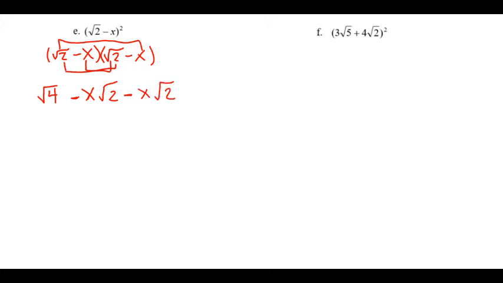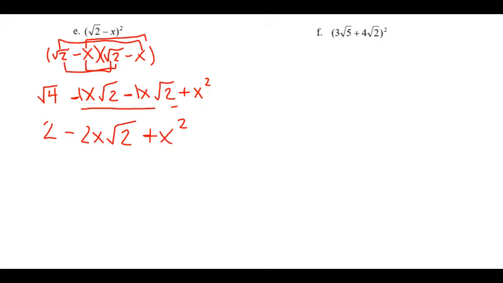And our last terms, negative x times negative x will give me positive x squared. So when I simplify this, the square root of 4 is 2. Negative 1x square root 2 and negative 1x square root 2 are like terms here, so it's going to give me negative 2x square root 2, because I had 2 negative x square root 2's, and then plus x squared. And none of them are like terms, so I really can't do anything else with it. So that part is done.